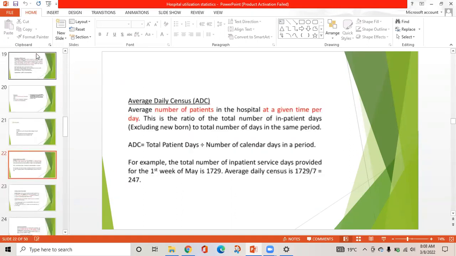Average daily census is the average number of patients in the hospital at a given time per day. This is the ratio of the total number of inpatient days, excluding newborn, to the total number of days in the same period. Average daily census can be calculated as total patient days divided by the number of calendar days in a period. For example, the total number of inpatient service days provided for the first week of May is 1729. Average daily census is calculated by dividing 1729 by 7, and it equals 247 in this scenario.